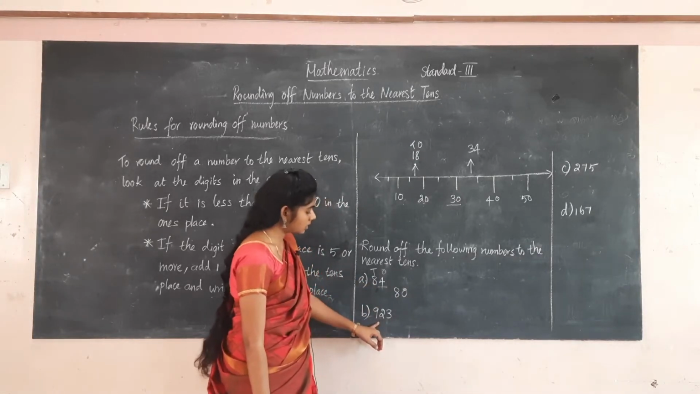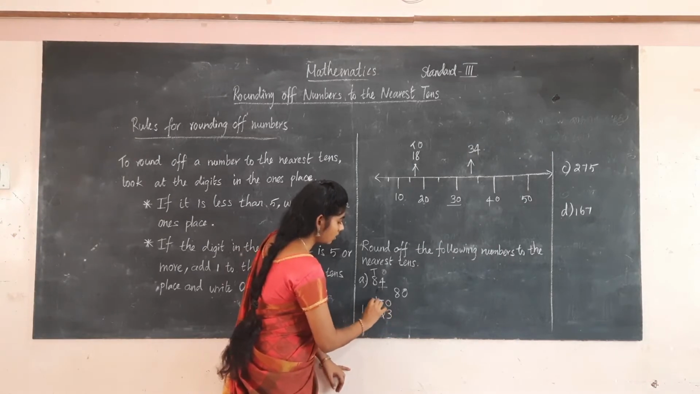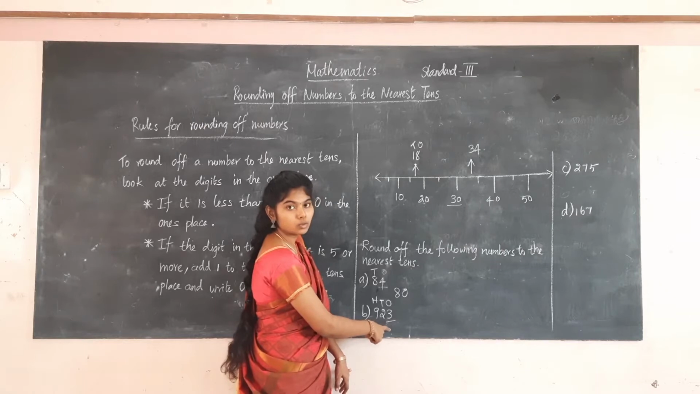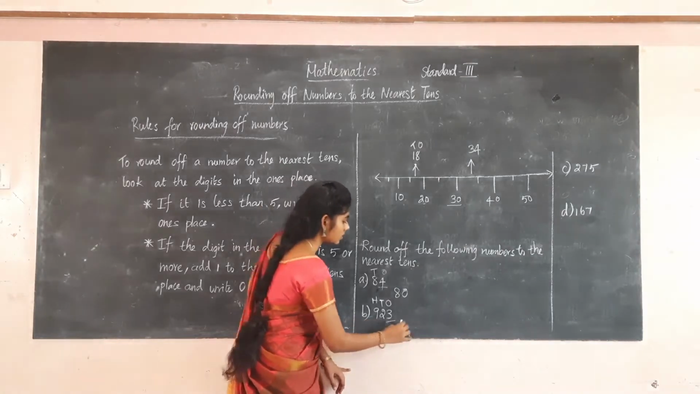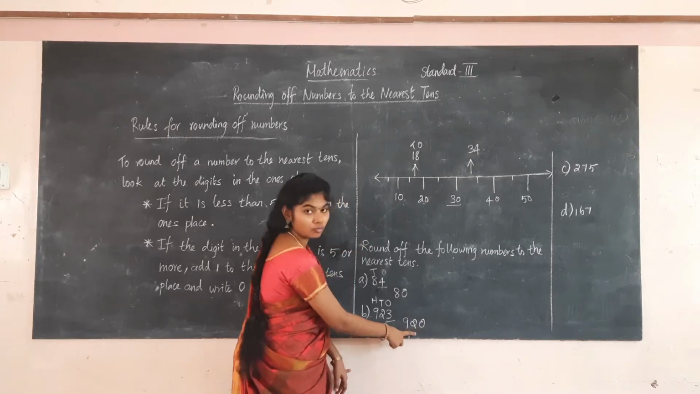Then the next one is 923. Where we have to check? In the ones place. What is the number here? 3. So it is less than 5. What we will do? We will give 0 in the ones place. The answer is 920. This is the rounding of number.